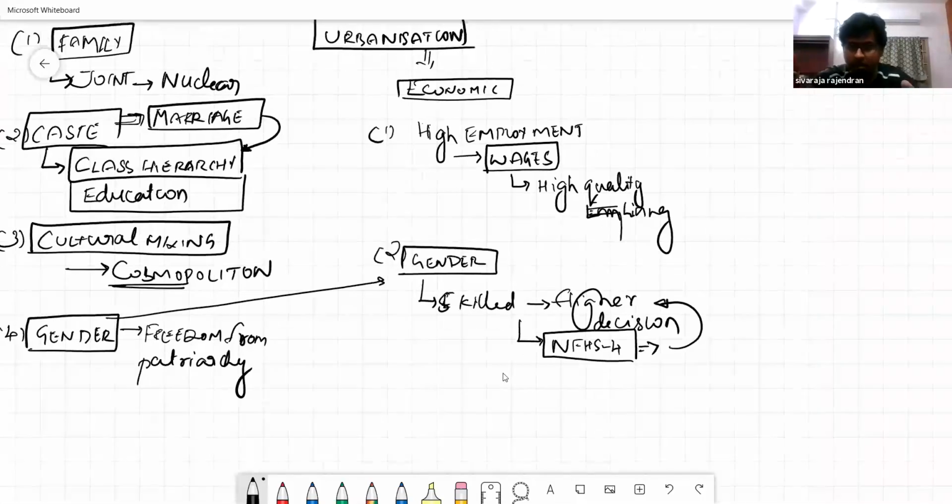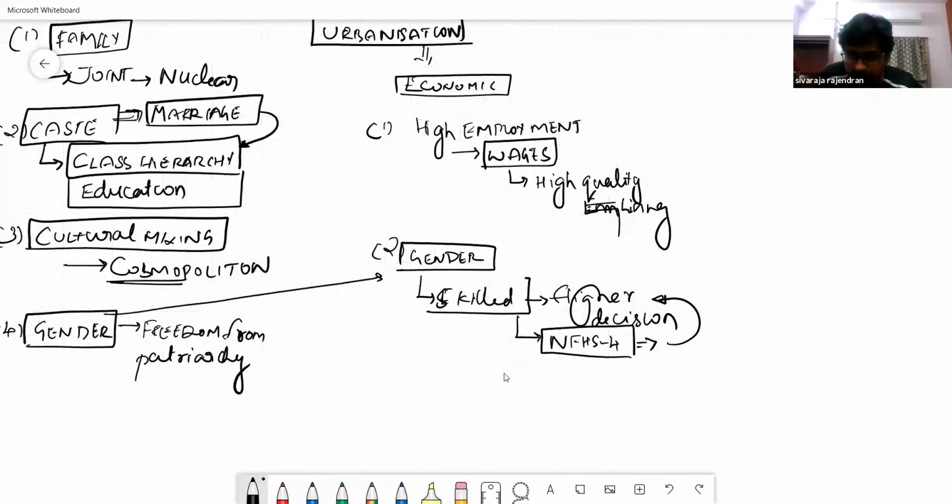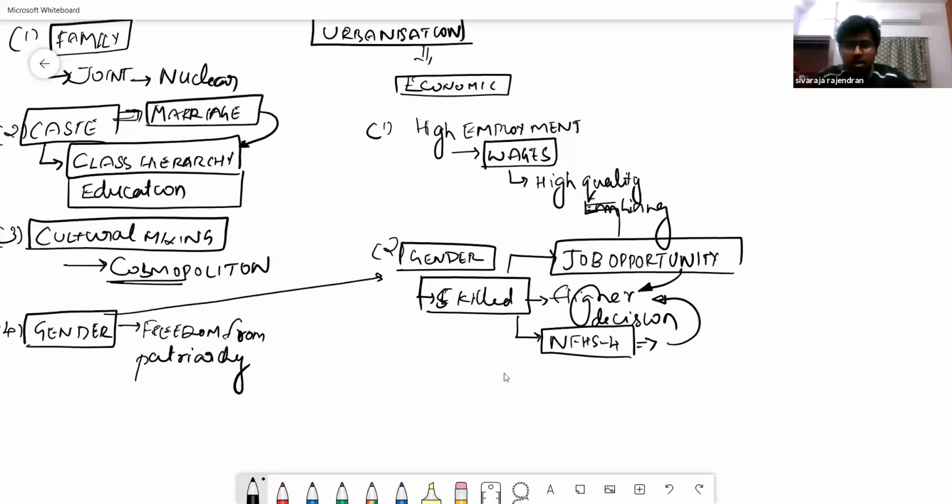Second, this is an economic impact. That is, a skilled labor, job opportunity, higher decision making. See, this same point I can write anywhere. My purpose is to write minimum 4 points. I can write the same point in social impact. I can write the same impact in political impact. I can write it anywhere. It depends on me. Points are different. If you see, the points are different.